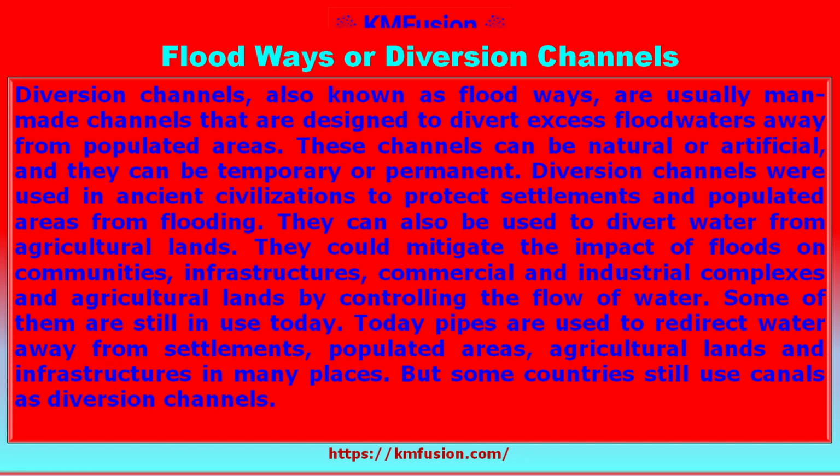They could mitigate the impact of floods on communities, infrastructures, commercial and industrial complexes and agricultural lands by controlling the flow of water. Some of them are still in use today. Today pipes are used to redirect water away from settlements, populated areas, agricultural lands and infrastructures in many places. But some countries still use canals as diversion channels.